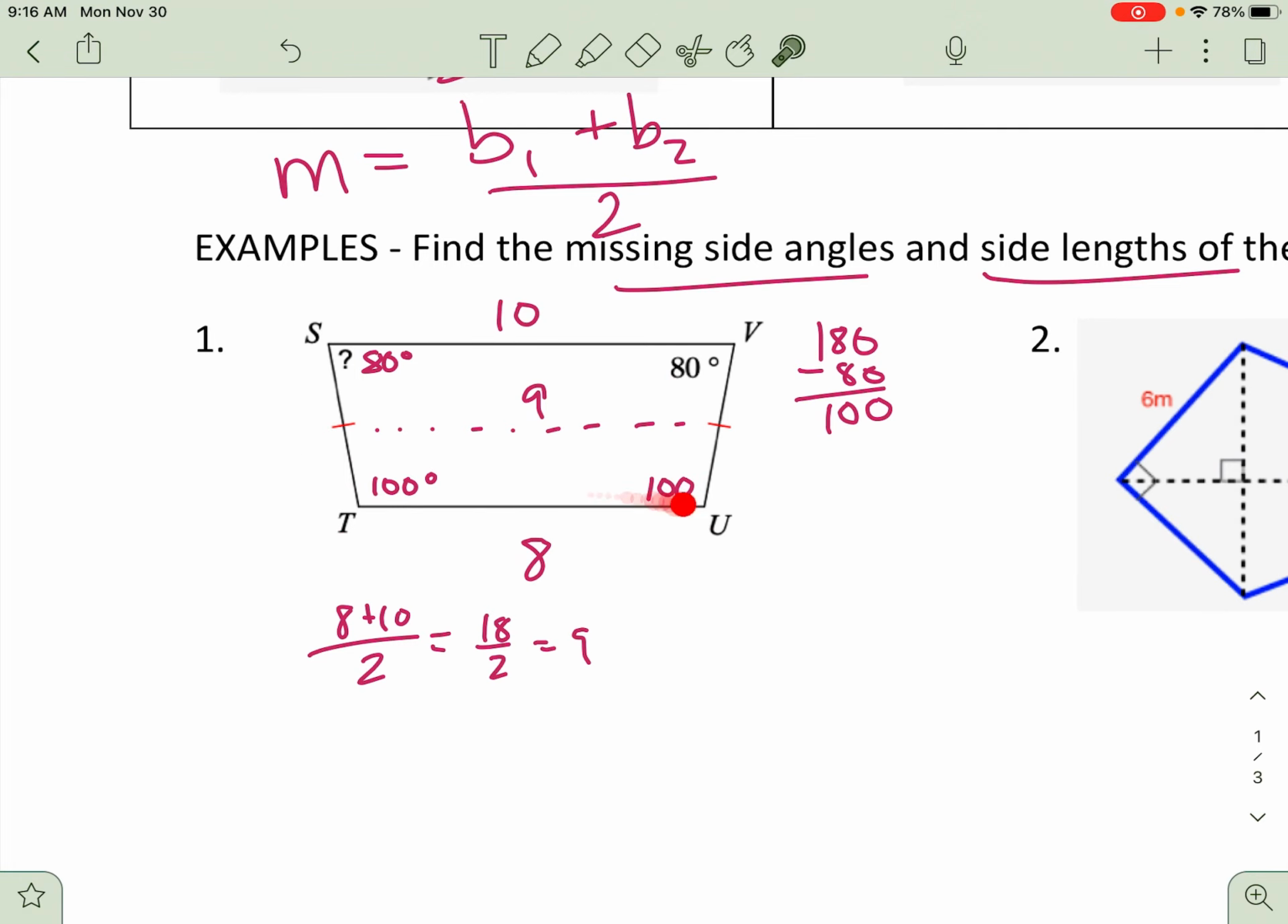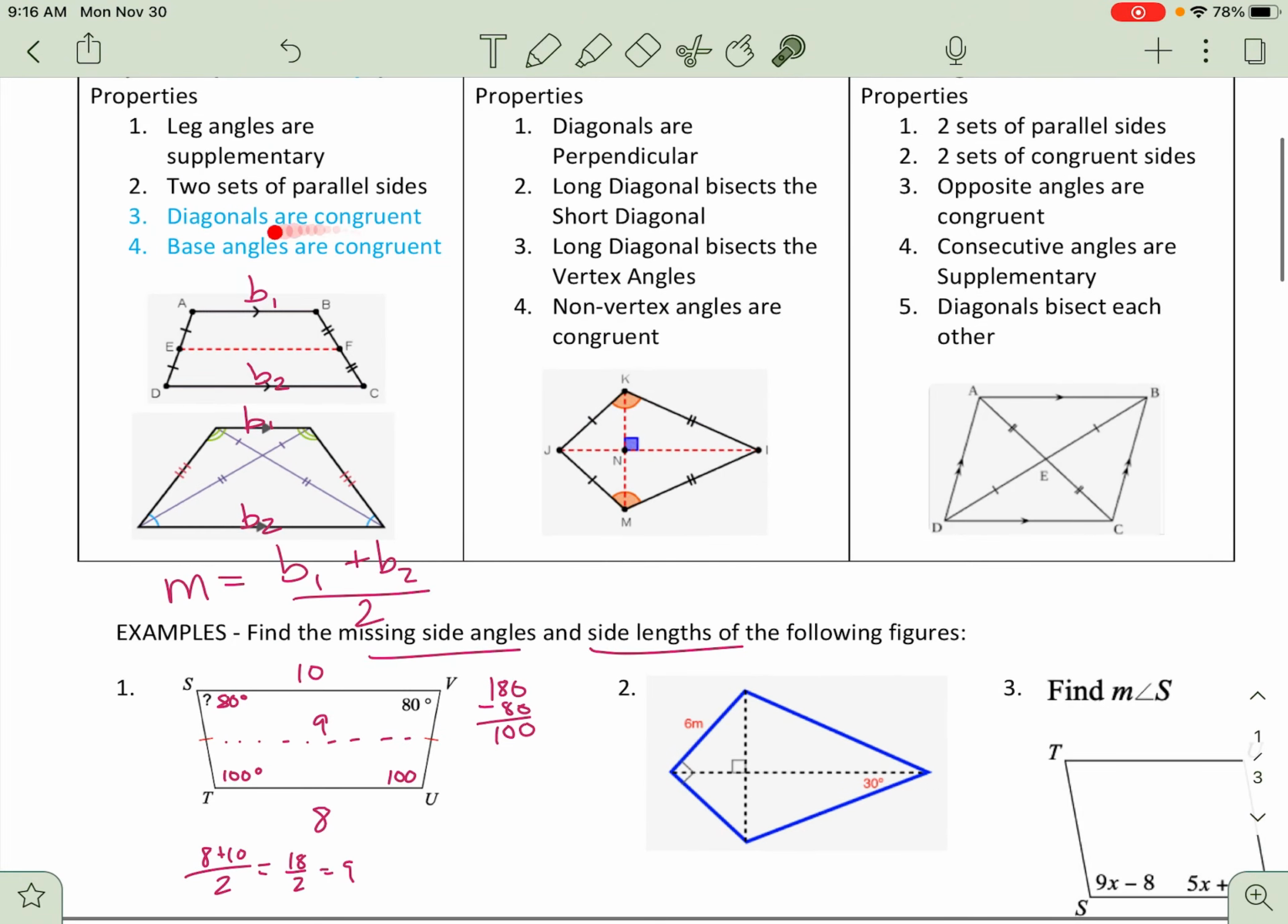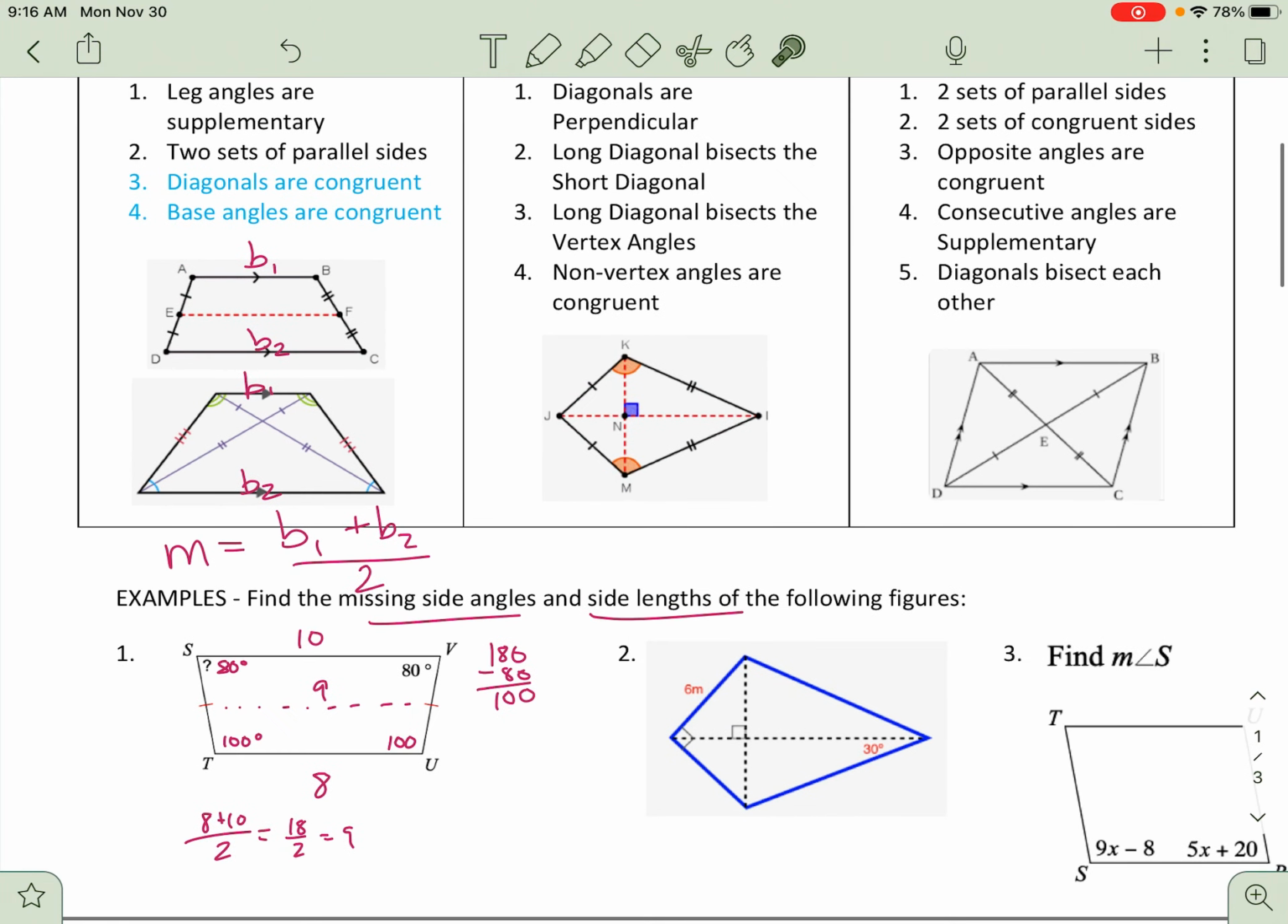So those are the properties of the isosceles trapezoid. Angles on the base are the same, okay? Leg angles are supplementary. They add up to 180, all right?